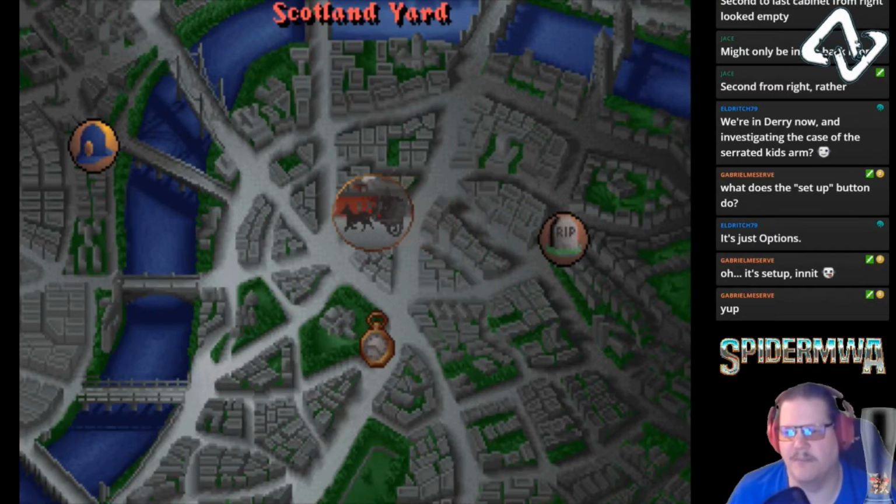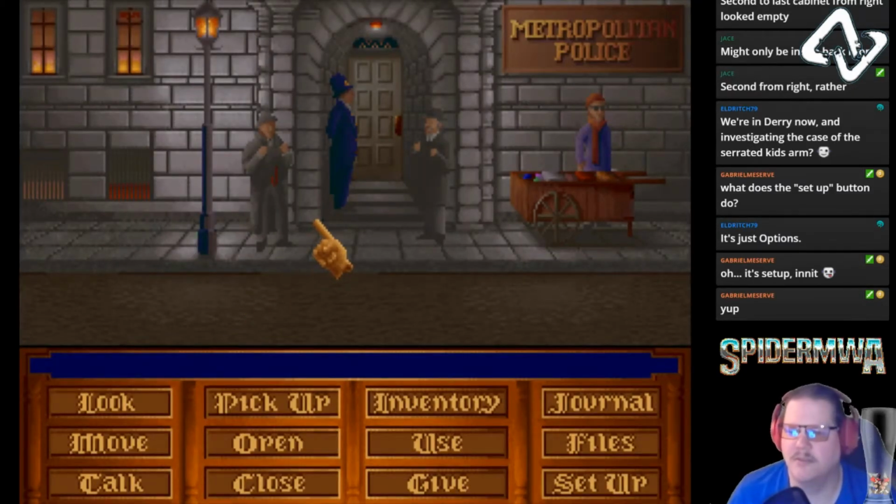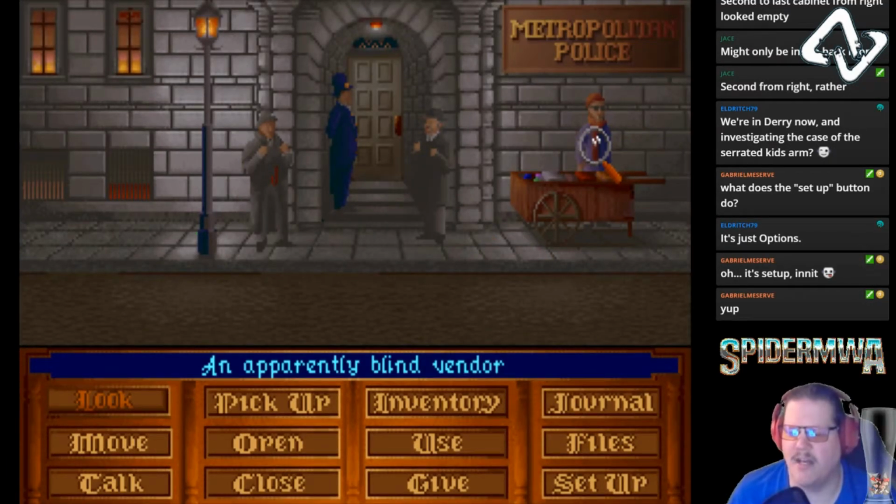Nice of them to put the image of a police bobby to show that that's the Scotland Yard. An apparently blind vendor.